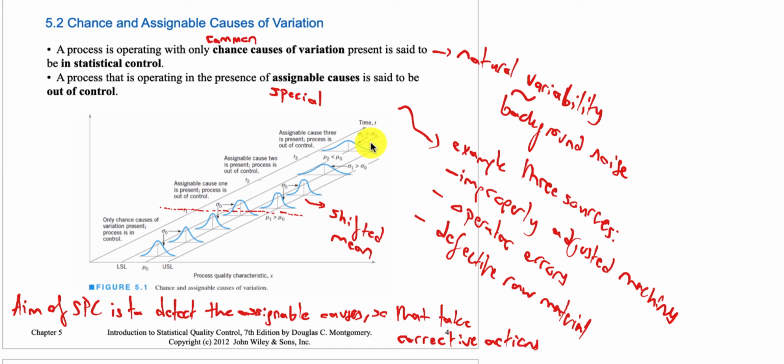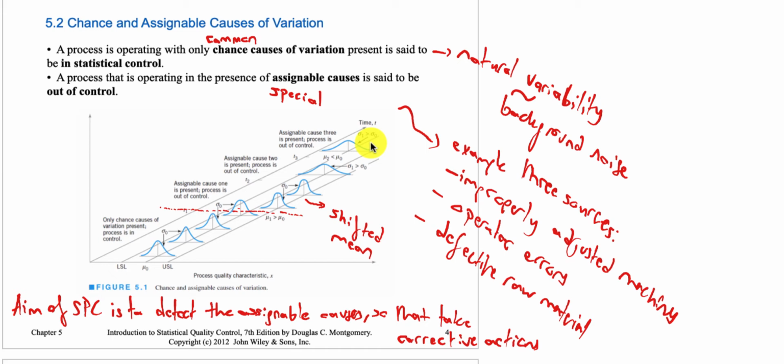So about assignable causes, what can be an assignable cause? If we can give some examples, there can be improperly adjusted machines, operator errors, or defective raw material. These kinds of things are assignable causes, and we can eliminate them. We can adjust the machine if it is improperly adjusted. We can eliminate operator errors if we train or change the operator.